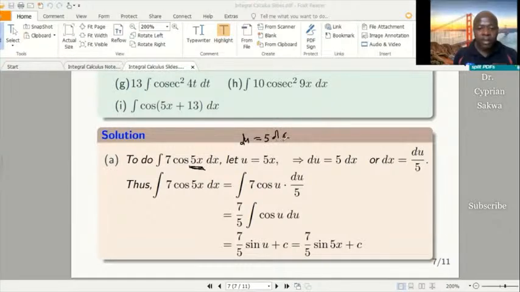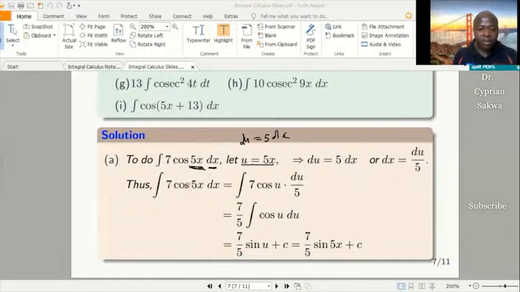And then make dx the subject of the formula by dividing both sides by 5. That's what I did. That dx becomes du out of 5. We are now ready to integrate, and as I said, we want to use substitution. So we are substituting this. Instead of 5x, we substitute this with u, and instead of dx, we substitute this by du out of 5.